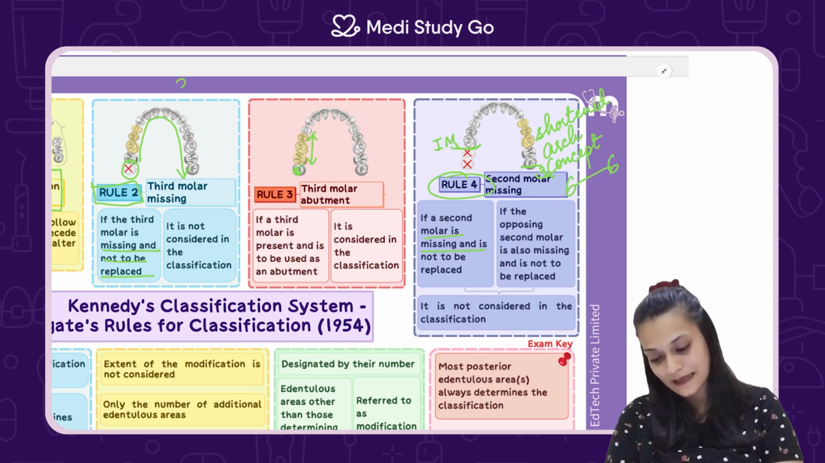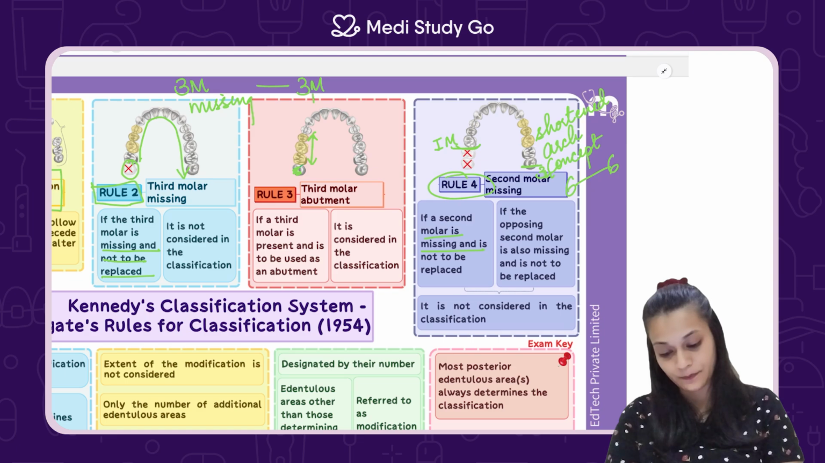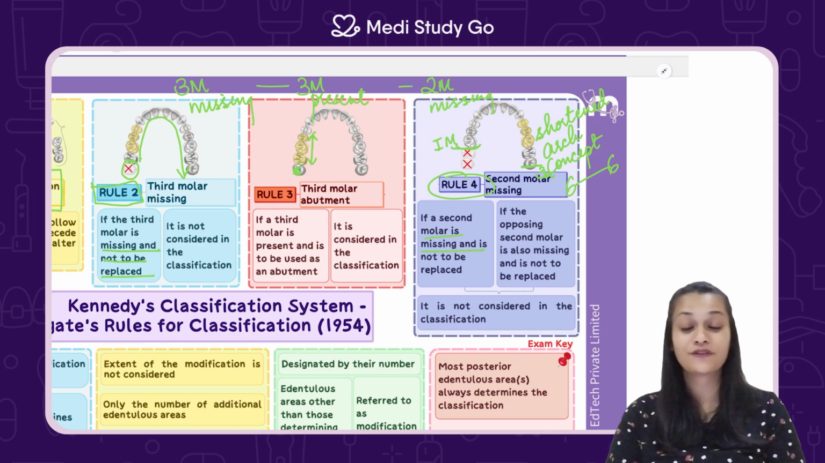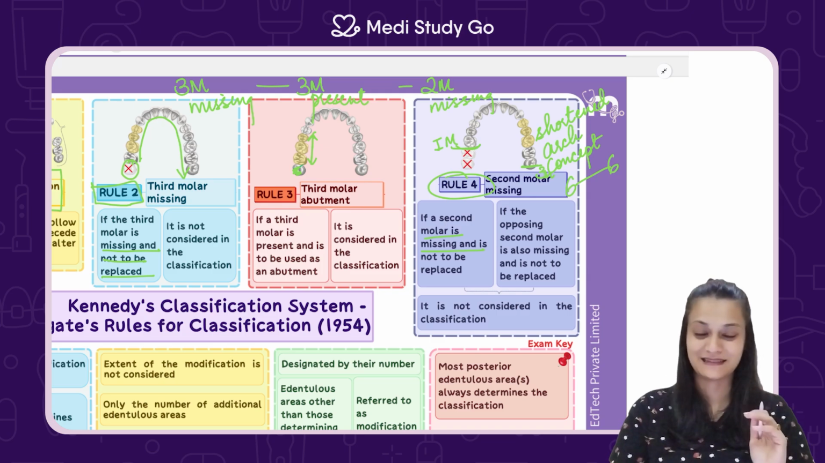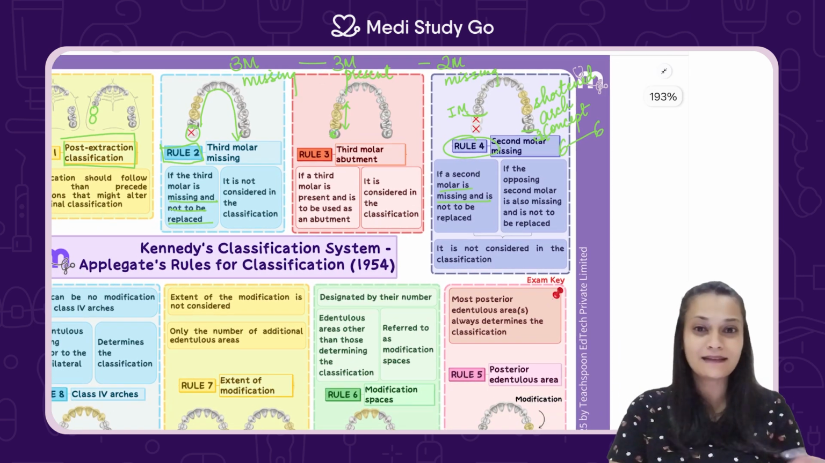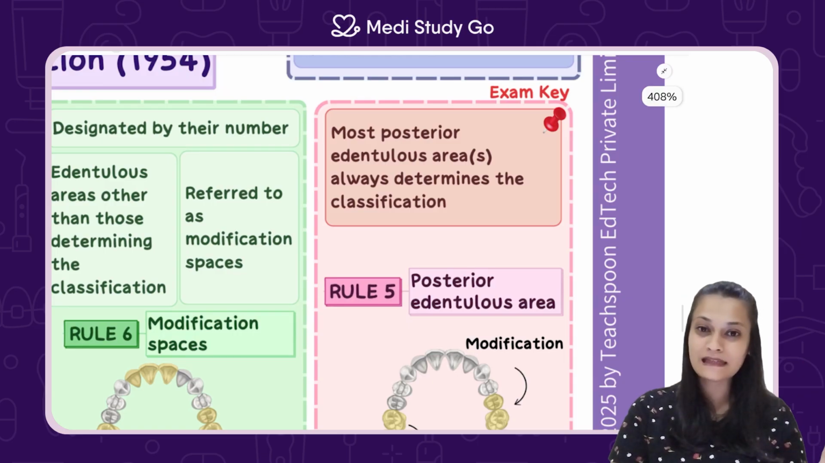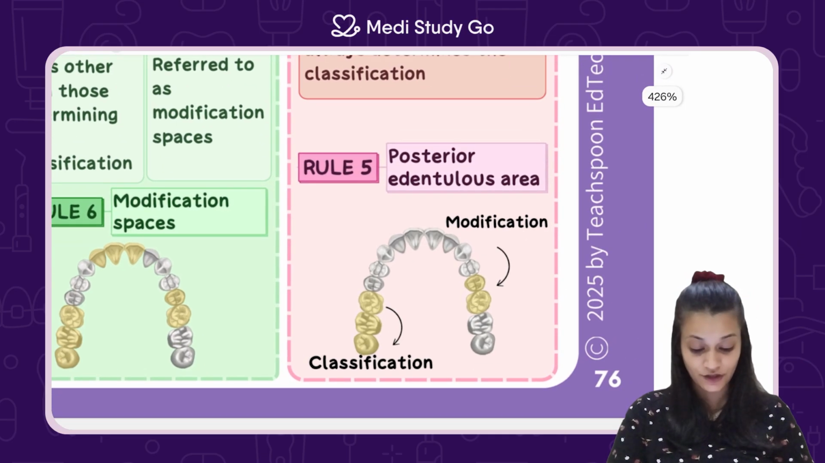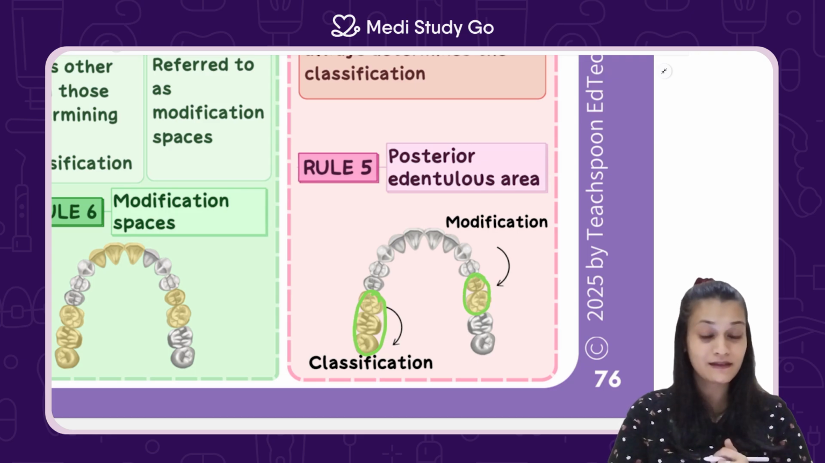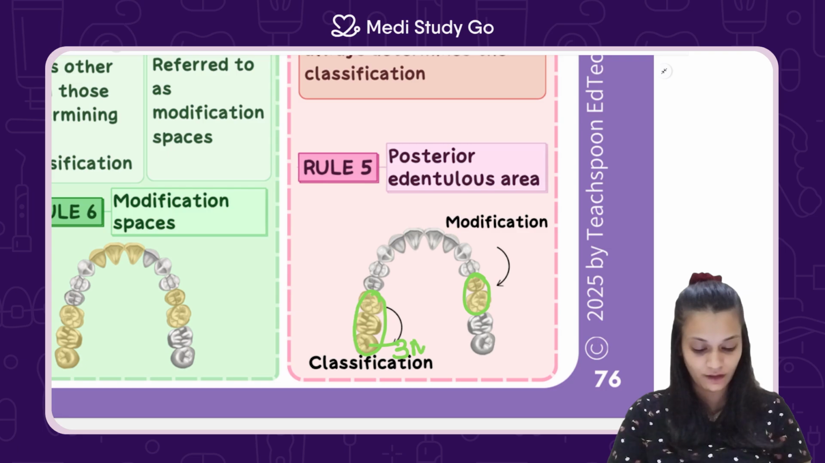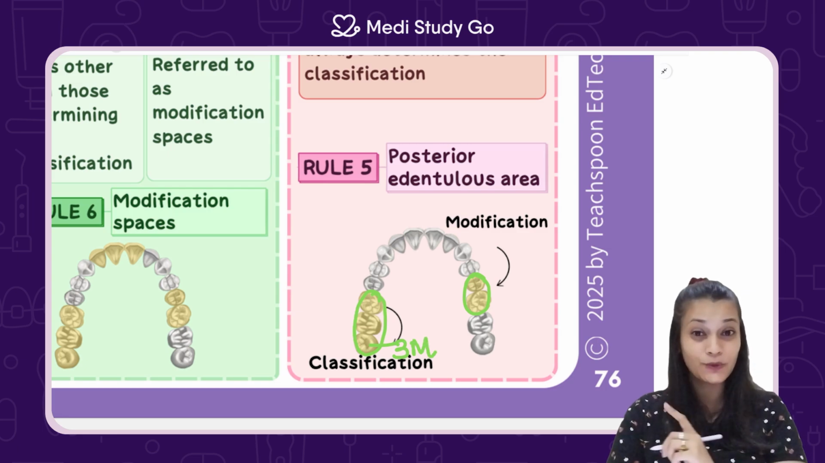So I can easily say it's third molar missing, third molar present, second molar missing. Just follow this sequence of missing, present. First you start from third molar, then you go to your second molar. And these 4 rules are done. Now, the 5th rule says most posterior teeth will determine the classification. So if this is missing and this is missing, what is the most posterior teeth? It's your third molar. So now what does this become? It becomes a unilateral space.